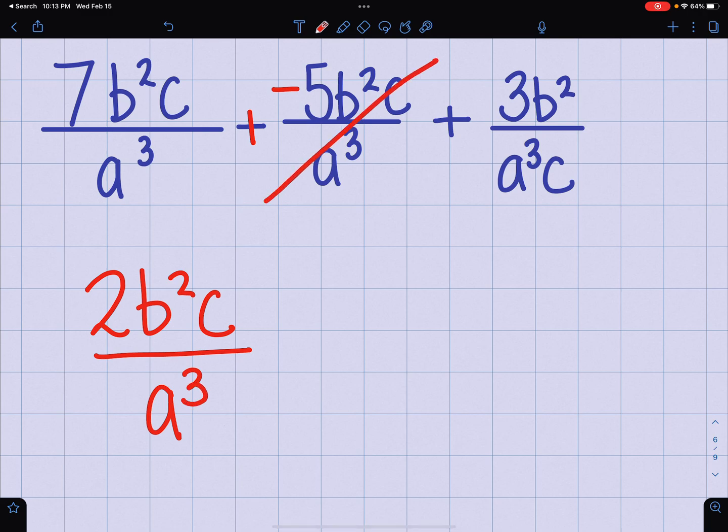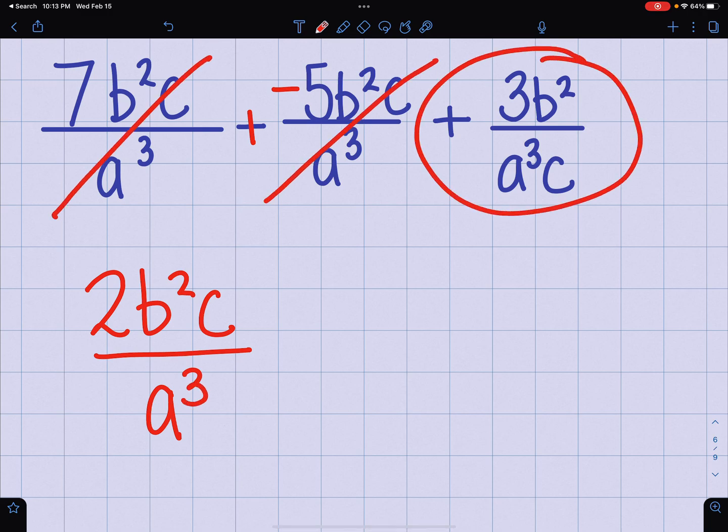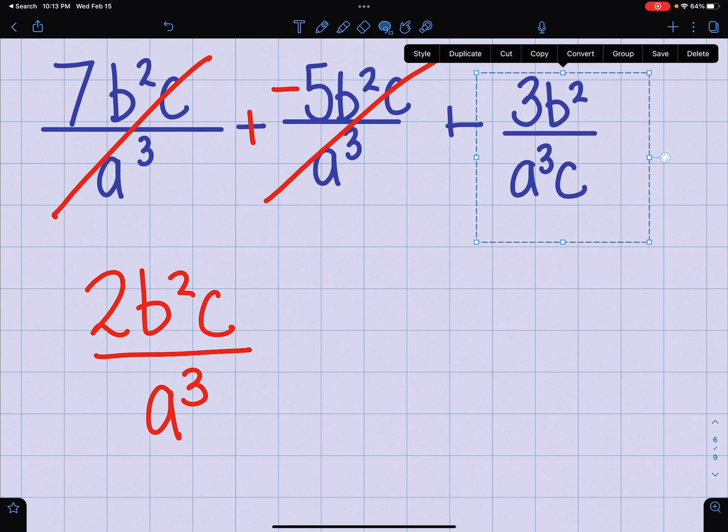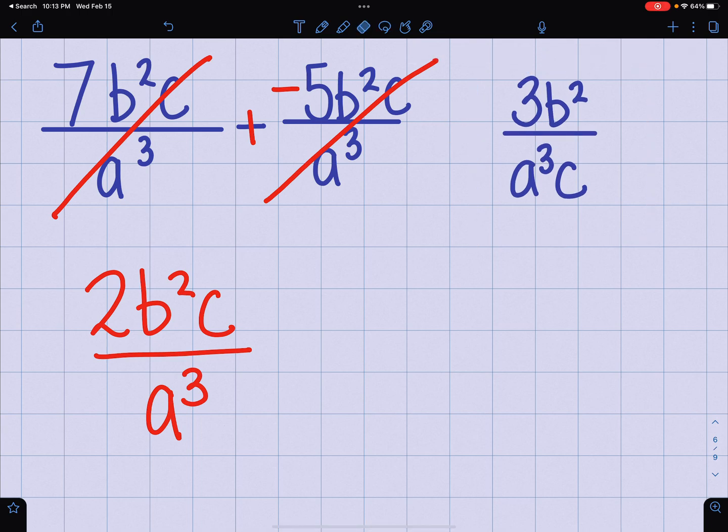So we took care of that term, we took care of that term, but we did not take care of this yet. So that's easy though. All you have to do is just take that whole thing.